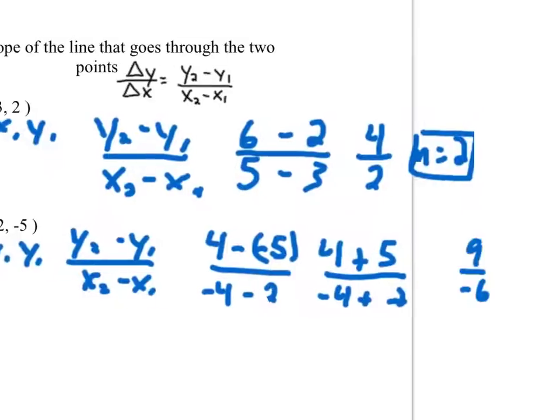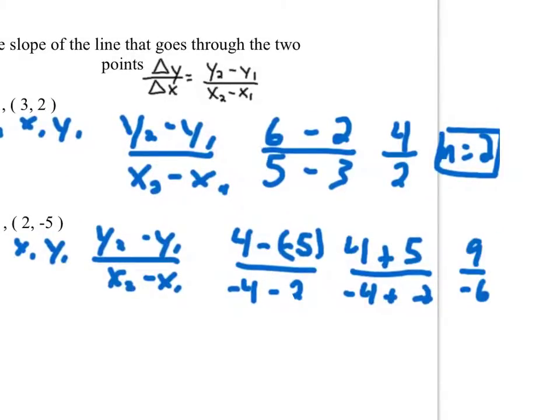And that will simplify to m equals, 3 goes into both of those, so it's negative 3 halves. Okay? Again, when one's positive, one's negative, that just makes the whole fraction itself negative. Okay? So this tells me that this can be a downhill line.